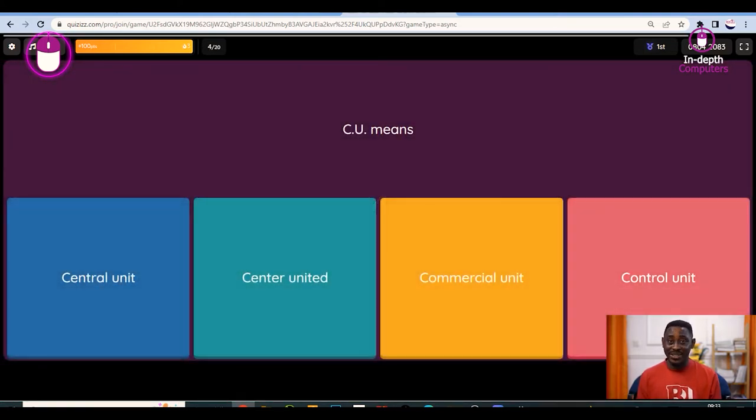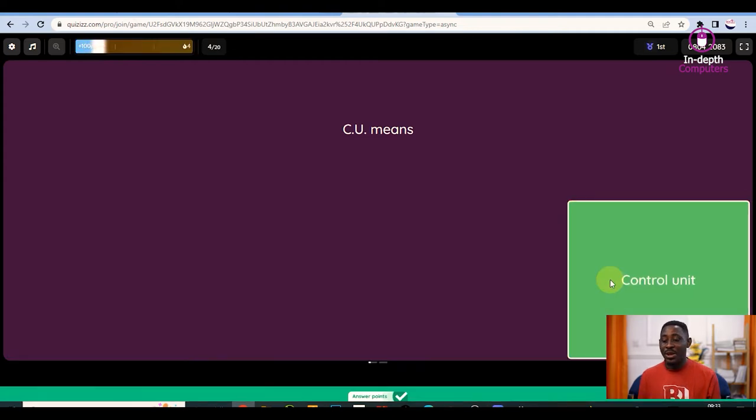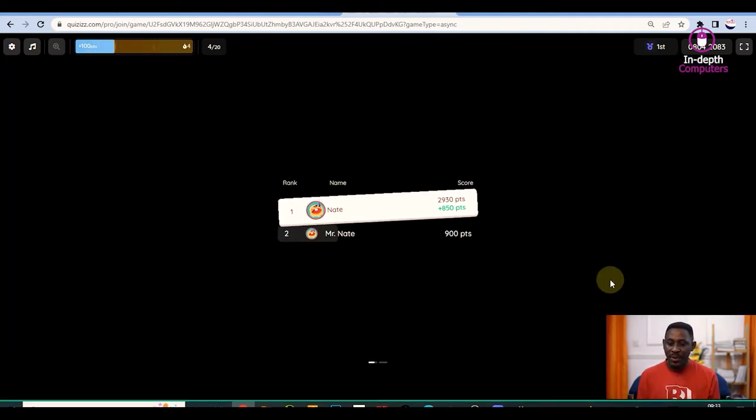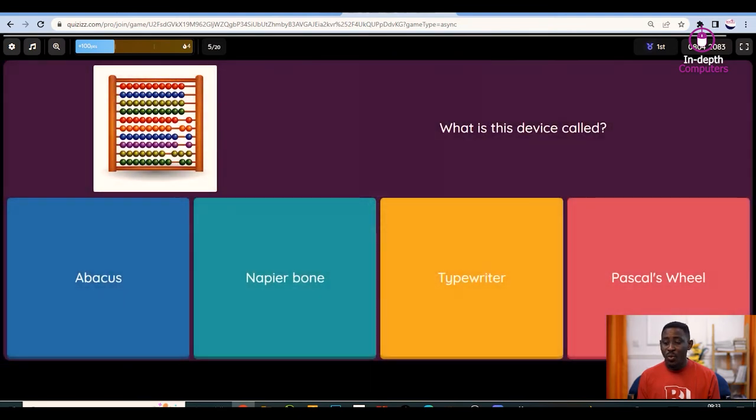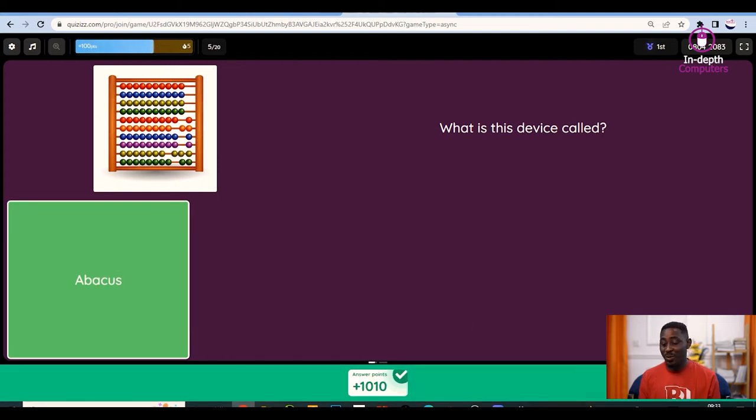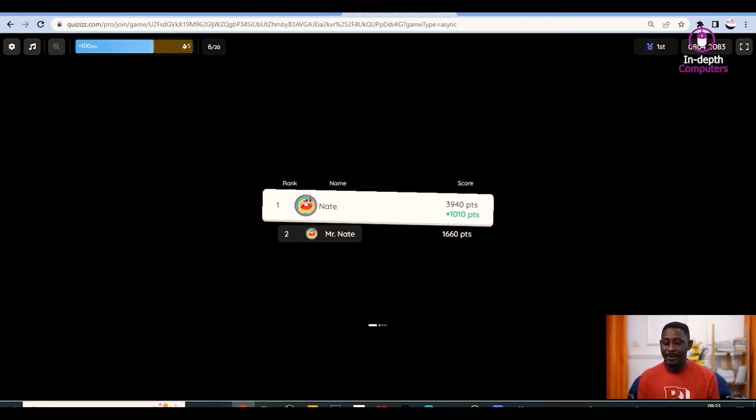CU means what? What does CU mean? Central unit, center united, commercial unit, control unit. The correct answer is control unit. The next question, what device is this? Or what is this device called? This is the abacus. Yes, we all know the abacus.